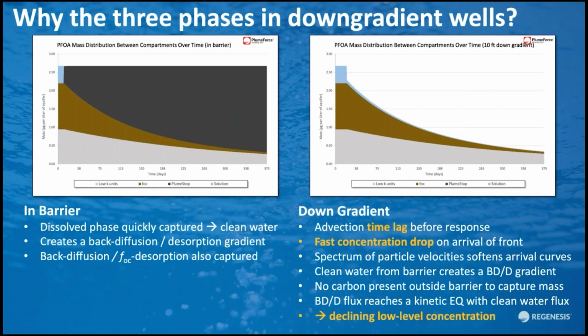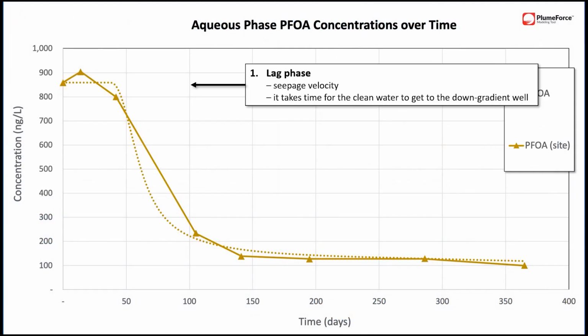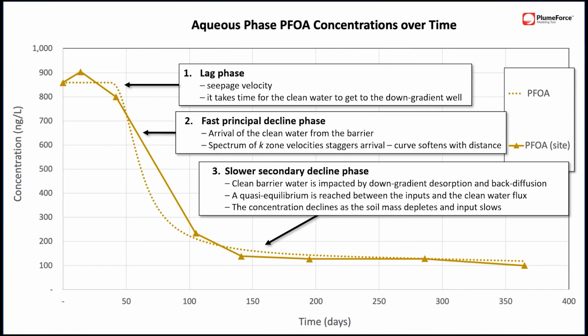The clean water from the barrier creates a back diffusion and desorption gradient from the soil phases, but we're down gradient to the barrier now, so there is no carbon here to capture this equilibrating mass. Instead, the back diffusing and desorbing mass reaches a kinetic equilibrium with the clean water flowing out of the barrier. And this kinetic equilibrium results in a semi-steady low concentration that slowly declines as the matrix mass depletes, and with it, the input rate. So we see these three phases. Communicating that these will occur and why can be helpful information in advance.